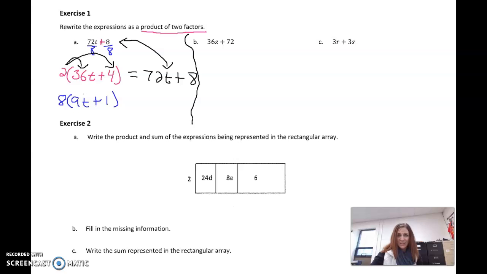So let's look at this one. 36z plus 72. Guys, there's lots of different things. Again, you could divide by 2, right? And if I divided by 2, I pulled that 2 out in front, I would have 18z plus 72 divided by 2 is 36. I could decide that I wanted to divide both of them by 9. And then I could pull that 9 out as a factor. And I would go 36z divided by 9 is 4z, plus 72 divided by 9 is 8.